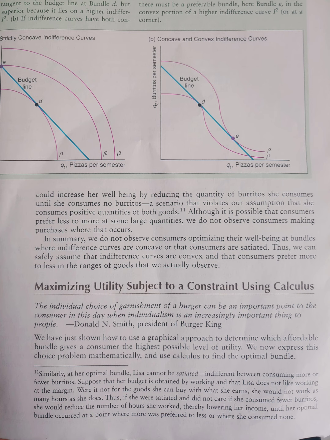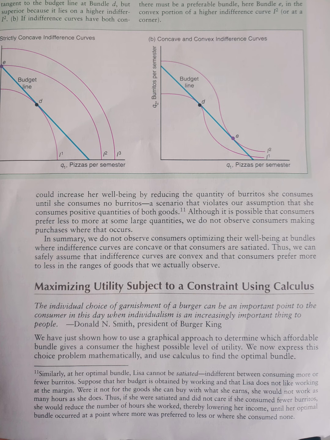The individual choice of garnishment of a burger can be an important point to the consumer in this day when individualism is an increasingly important thing to the people. Donald N. Smith, president of Burger King.